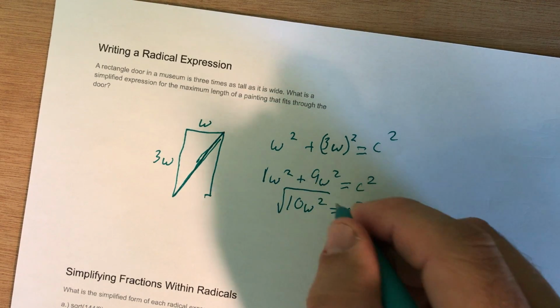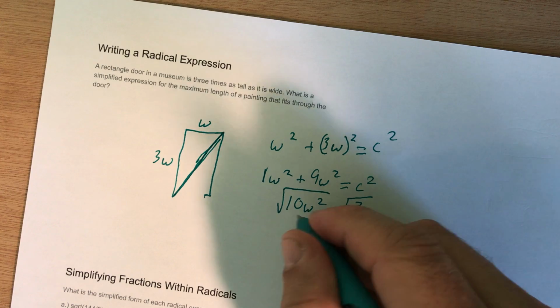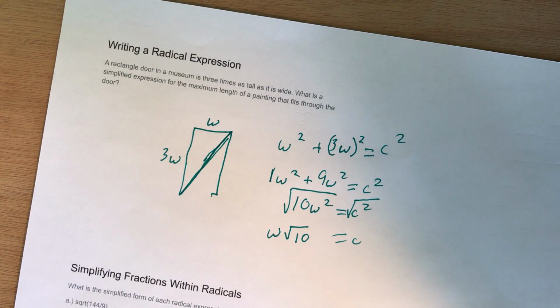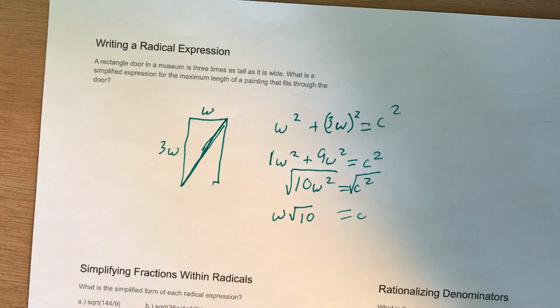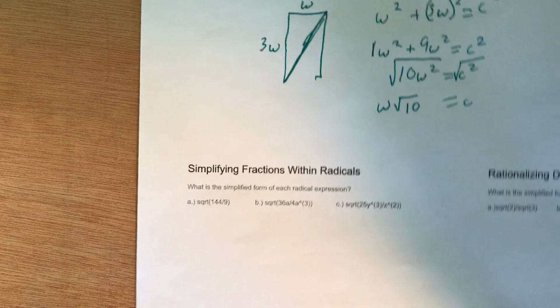Square root both sides. You're going to end up with C equals W square root 10. I think that is your simplest form. So that's all the bigger that your picture can be. We obviously need to know what the width of our door is to plug into this formula. But this would create a formula if you ever had something like this where you're trying to get through there.